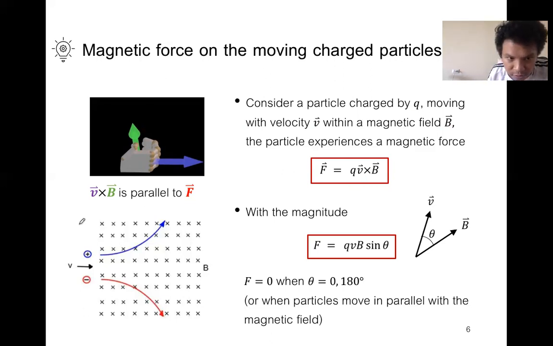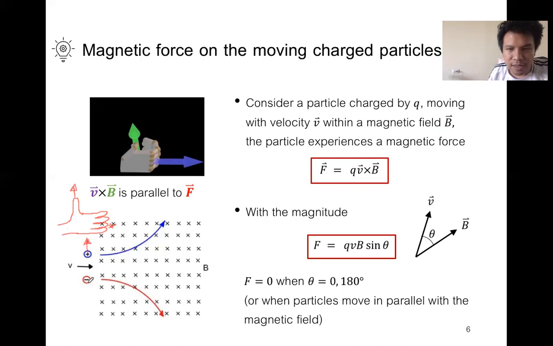Maybe it's better to draw the picture here of your right hand. This is your four fingers, and then you turn your fingers into the direction of the magnetic field. If you use your right hand, you're going to find that your thumb is up. When your thumb is up, the direction of your thumb is the force. So we get the force in the up direction for the positive charge.